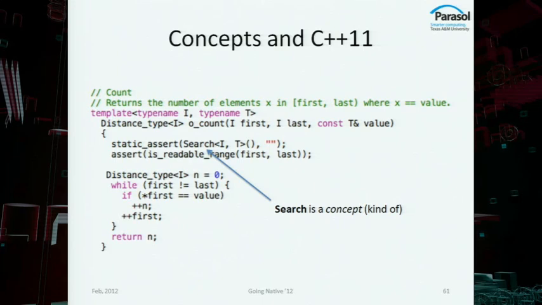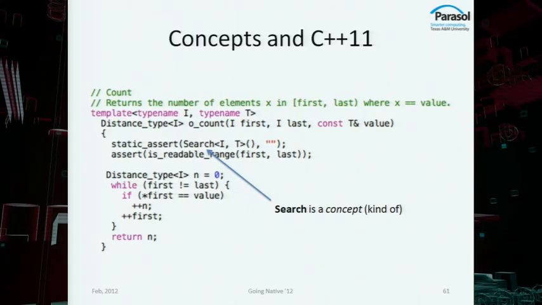That's so I don't get namespace collisions with the standard library. So we can have a concept here called search, and we just static assert that. So this actually says the iterator type I must be searchable for some value type T. The requirements of search are input iterator and equality comparable. I'll show you what it looks like in a second.